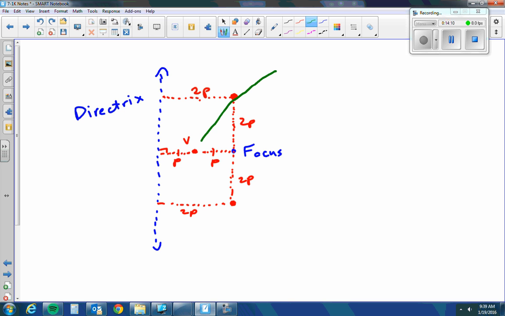through the vertex, and through that other point. There it is.